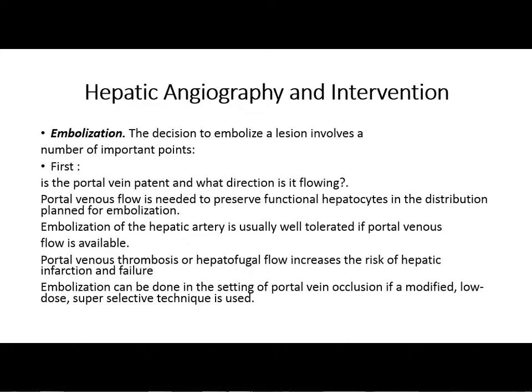Embolization. The decision to embolize the lesion involves a number of important points. First, is the portal vein patent and what direction is it flowing? Portal venous flow is needed to preserve the functional hepatocytes in the distribution planned for embolization. Embolization of the hepatic artery is usually well tolerated if portal venous flow is available. Portal venous thrombosis or hepatofugal flow increases the risk of hepatic infarction and failure. Embolization can be done in the setting of portal vein occlusion if a modified low-dose super-selective technique is used.